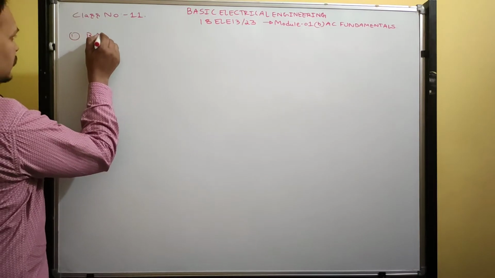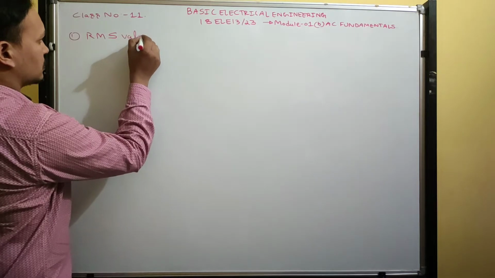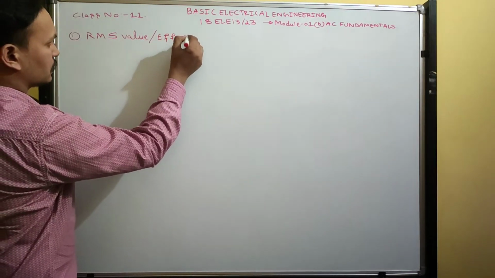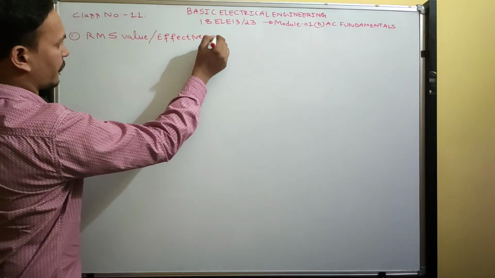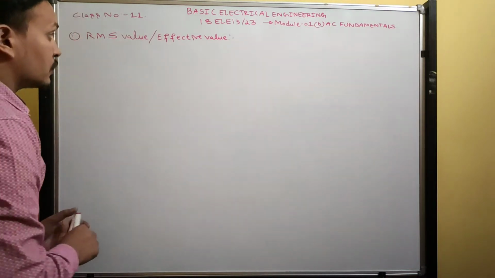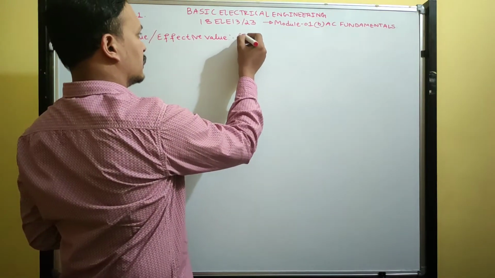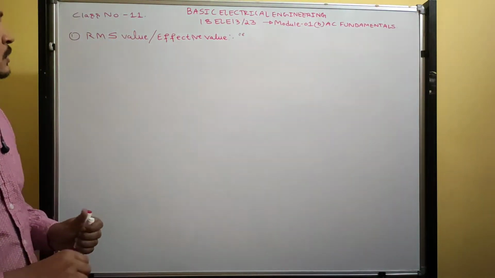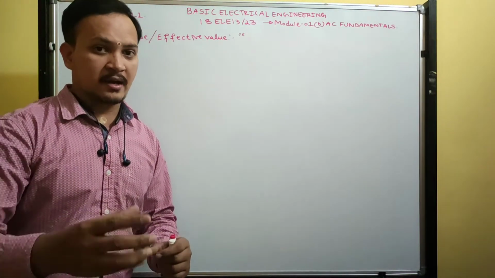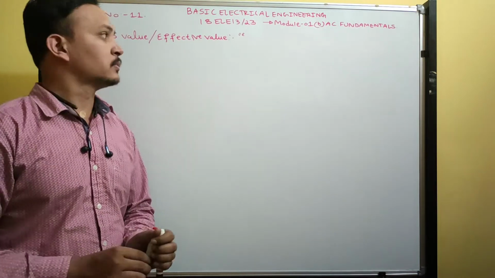So RMS value, copy down in your notes. RMS value is also called effective value. Root mean square value. First we can copy down the definition, later we can derive the equations. So guys, the RMS value or effective value, I am going to tell the standard definition first. Just listen and then copy down.